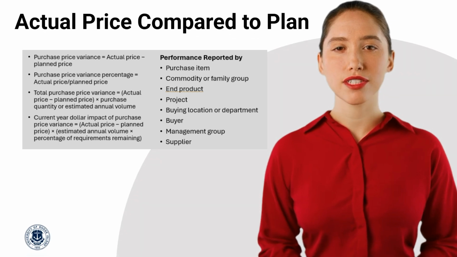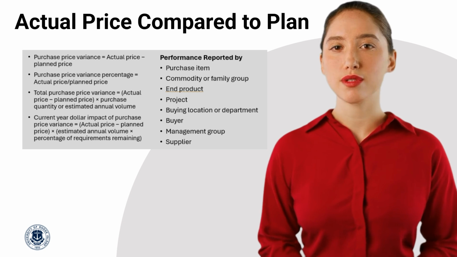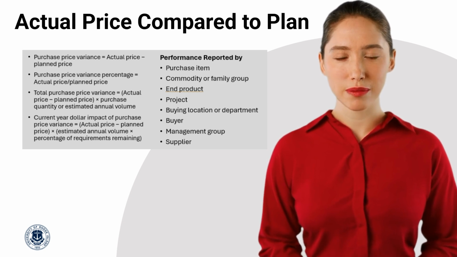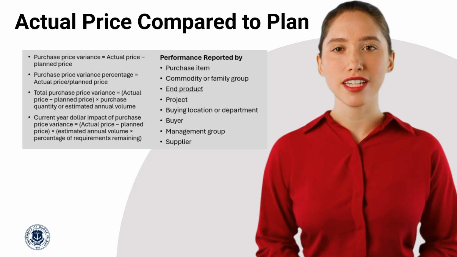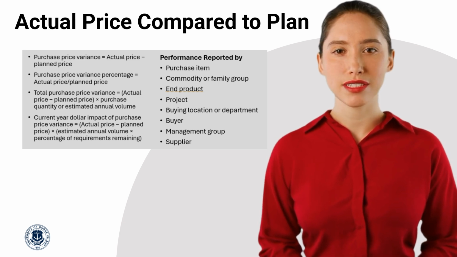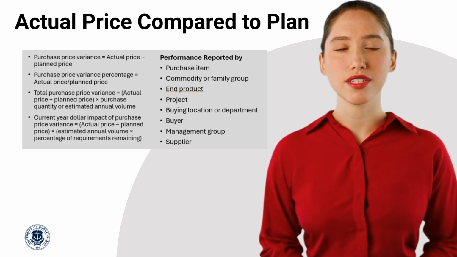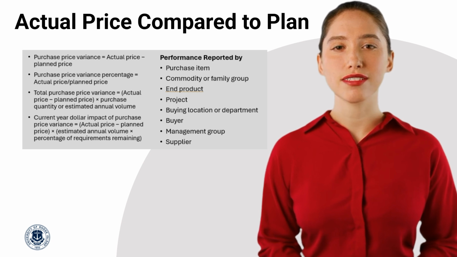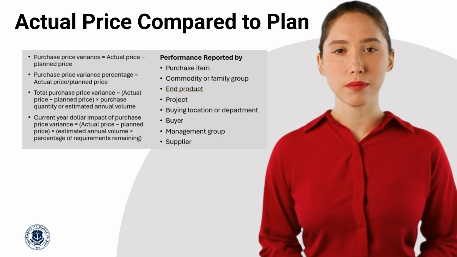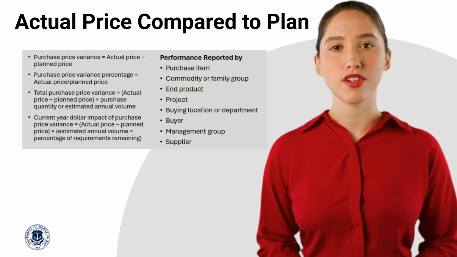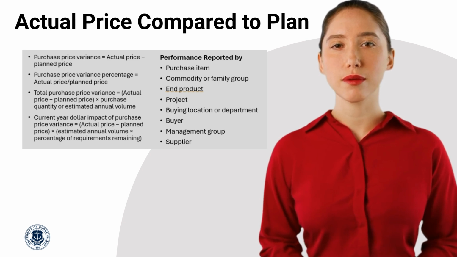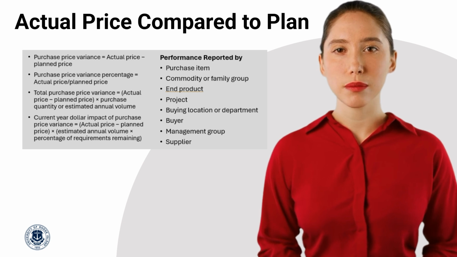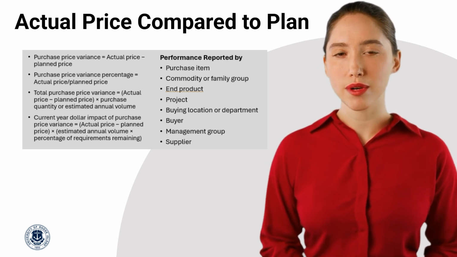A common price metric is purchase price variance. This measures the difference between the actual price paid and the planned or expected price. Companies often calculate both the absolute variance and the percentage variance. Managers may also evaluate the total financial impact of price variance by multiplying the difference between planned and actual price by the purchase volume. Performance can be reported by item, commodity group, product, project, location, buyer, or supplier.